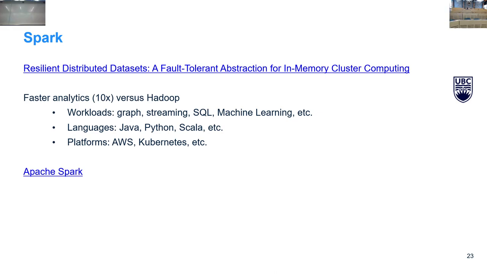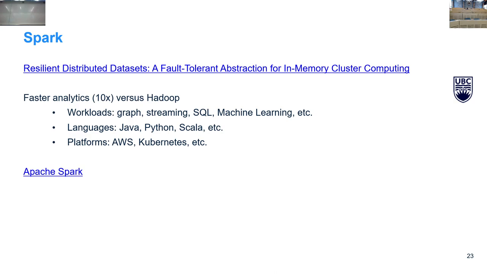So when this system came out, they said, look, we can do analytics 10 times faster than you can do with Hadoop. That's a pretty big deal. 10x is a big, big number. We have a broad range of workloads we can handle, including graph workloads and streaming data workloads. Streaming was really a big winner for Spark. SQL, we're handling all sorts of operations. Machine learning. It supported lots of languages and worked with a variety of platforms.